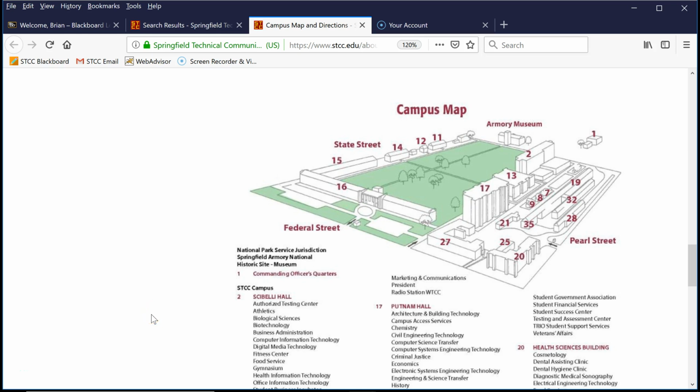Hello class. In this learning module, we're going to be learning about functions. Functions are pieces of code that can be shared. And before we get into that, I have the campus map of STCC, which you can see.